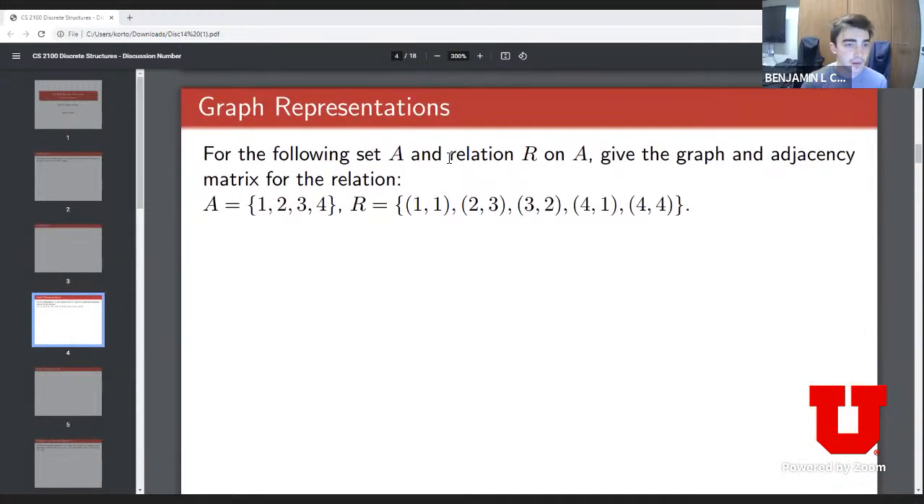Okay, so here's a question on representing relations as graphs, and then adjacency matrices for those graphs. So I'll give you guys 1 or 2 minutes to work on this one. Really, we just want to represent this relation as a graph, and that graph is represented by an adjacency matrix. I'll give you guys 1 or 2 minutes to think about this one, and then we'll talk about it.